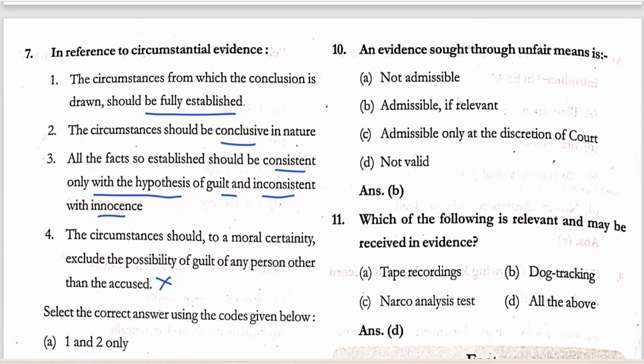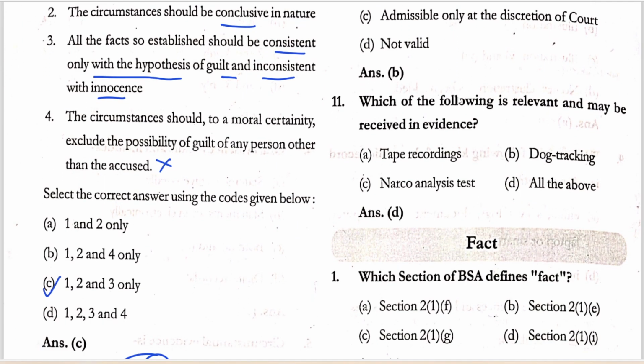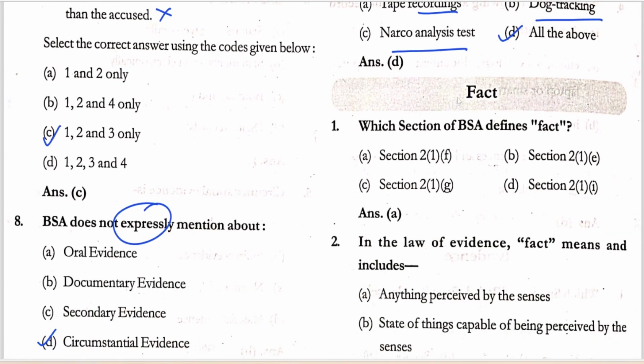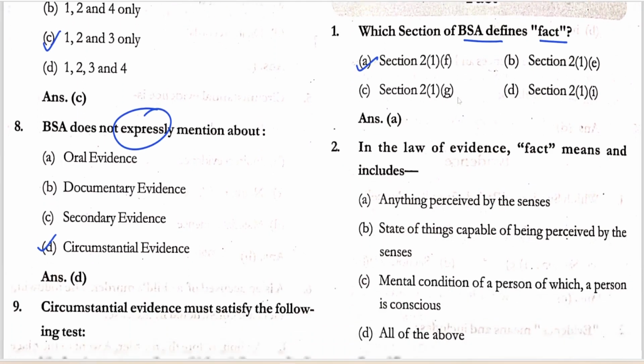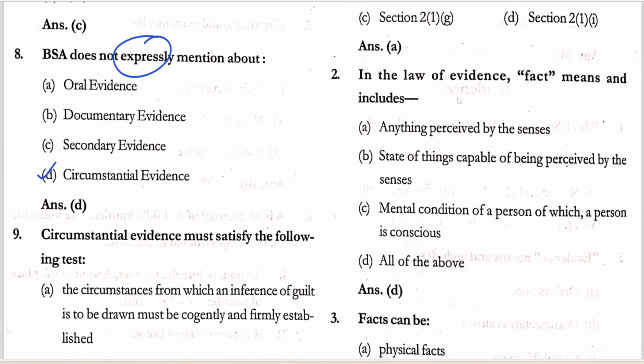Evidence sought through unfair means is admissible if relevant. Which of the following is relevant and may be received in evidence? All the above. Tape recordings, dog tracking, and narco analysis test. Which section of the BSA defines fact? Fact means and includes all the above: anything perceived by the senses, a state of things capable of being perceived by the senses, and a mental condition of which the person is conscious.